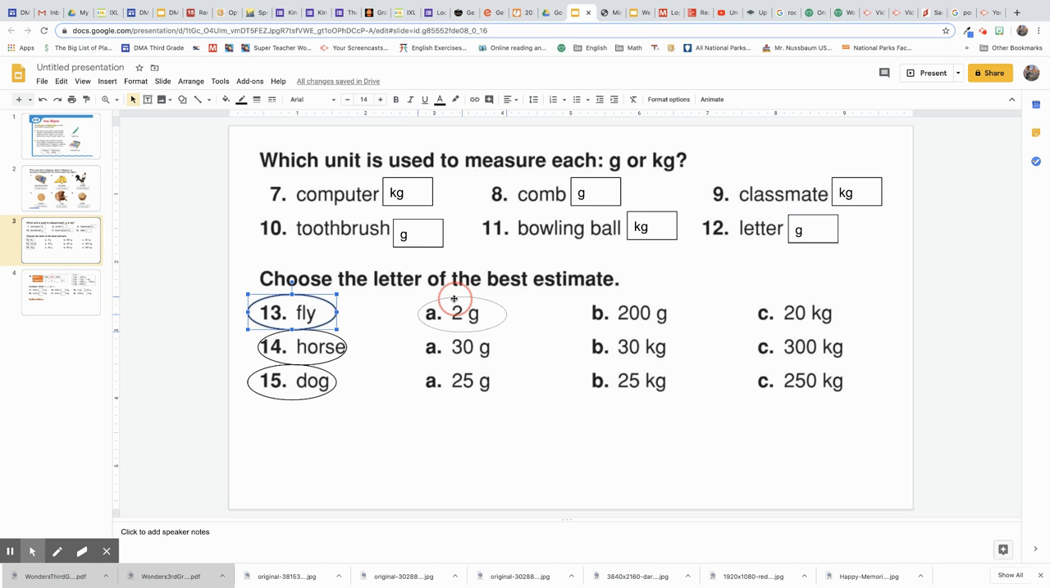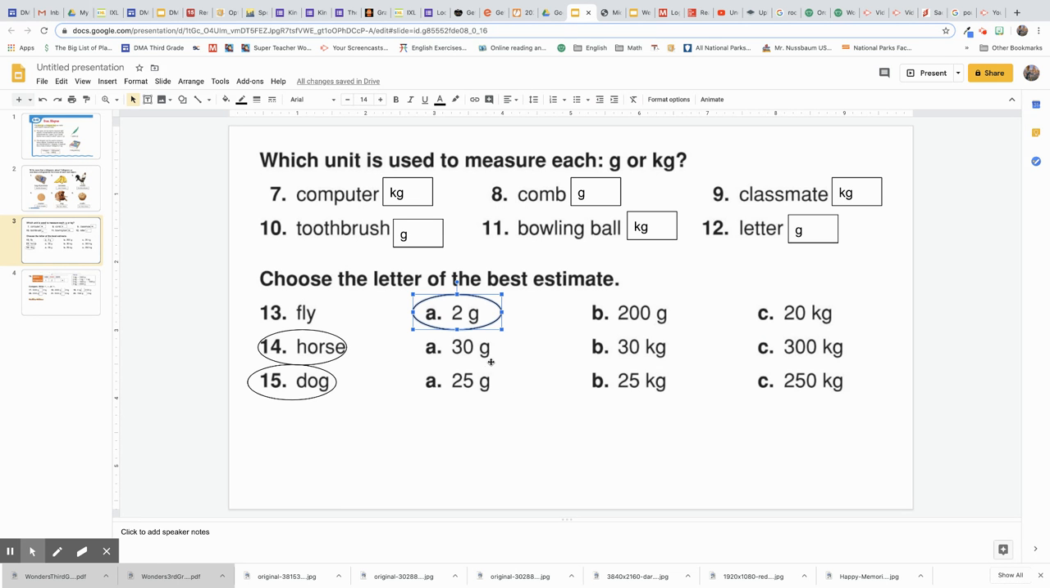I agree. 2 feathers. So 2 grams. Good. All right, now what about a horse? A big horse. If you've ever gone horseback riding. 30 grams, 30 kilograms, or 300 kilograms?